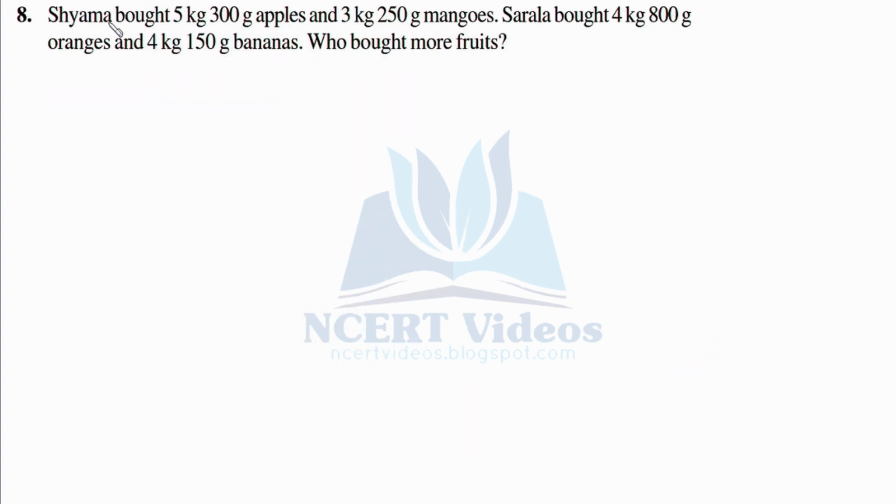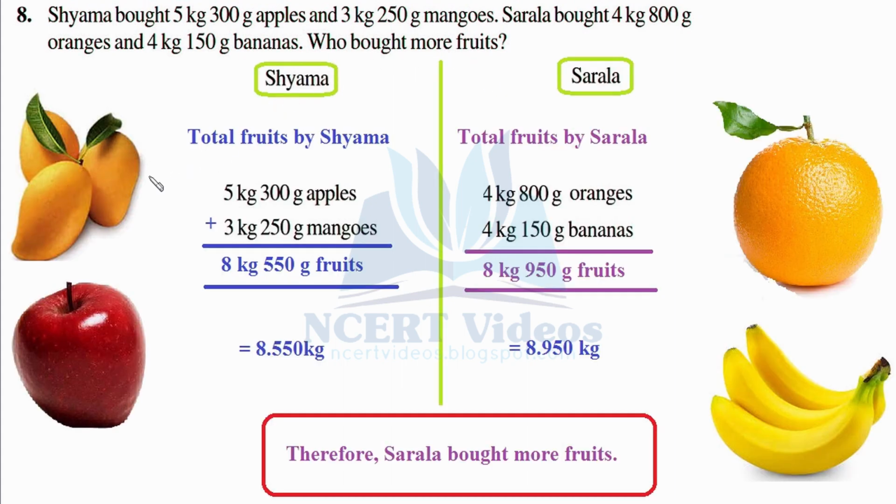8th, Shama bought 5 kg 300 grams apples and 3 kg 250 gram mangoes. Sarla bought 4 kg 800 gram oranges and 4 kg 150 gram bananas. Who bought more fruits? So Shama bought mangoes and apples: apples 5 kg 300 gram, mangoes 3 kg 250 gram, and Sarla oranges 4 kg 800 gram and bananas 4 kg 150 gram. So these are fruits.